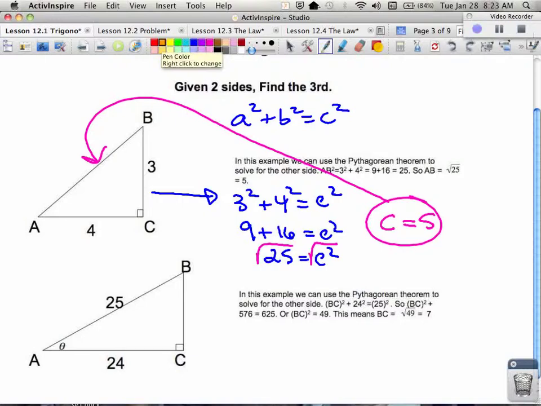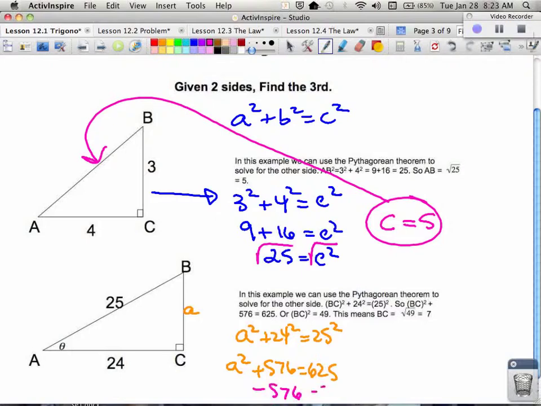So in this case, if I'm looking for the sides, let's say I call the little side A, for example, then I would have a squared plus 24 squared equals 25 squared. Or in other words, a squared plus 576 equals 625. Now to find my a squared to start with, I would have to subtract off 576 from both sides, which would lead me to understand that my a squared would have to be equal to 49.